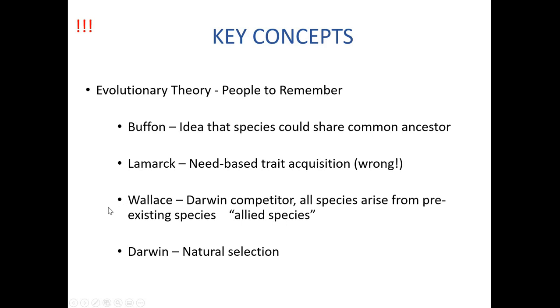Then there's Wallace, who was a direct competitor with Darwin. He published the idea that all species arise from pre-existing species, and he called closely related species allied species. And then, of course, there's Darwin, who is the most famous in the evolution field, who proposed the idea of evolution by natural selection, which has been validated by a number of studies, some of which we've talked about, and we'll talk about another today, which is called the Galapagos finches, or in some cases people call them the Darwin finches.